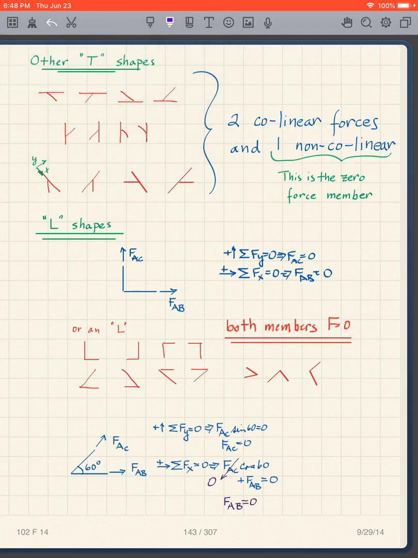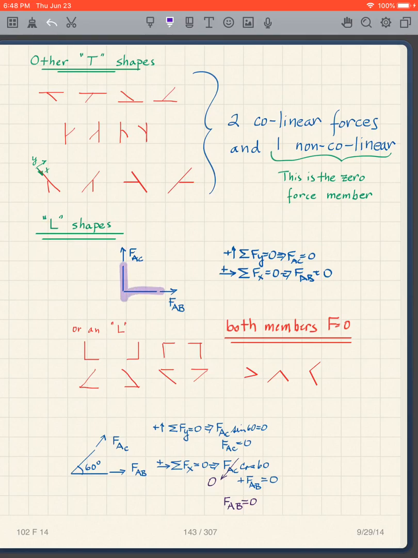In other words, these two are collinear, that's non-collinear. These two are collinear, that's not collinear. So it's the one that is not collinear. This is the zero force member. All right, what happens if we have an L shape?